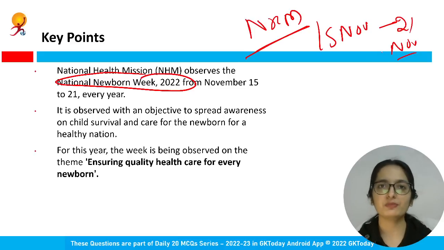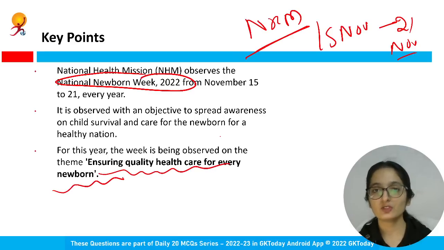You can understand from the name, National Newborn Week. So the aim is to spread the awareness of child survival, the care for the newborns for a healthy nation, right? So this is the week that we observe, and the theme is ensuring quality health care for every newborn, right? So please do remember the theme also for this year.